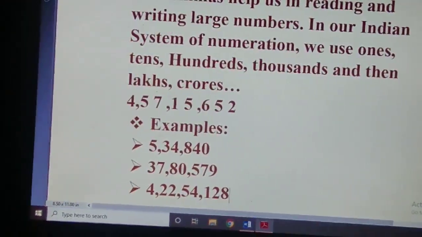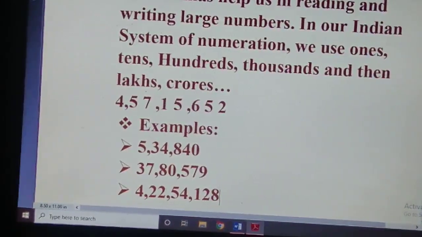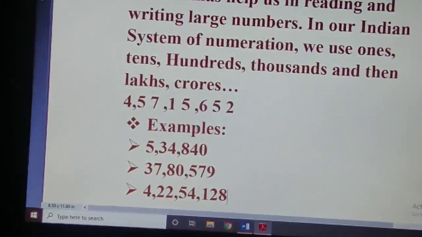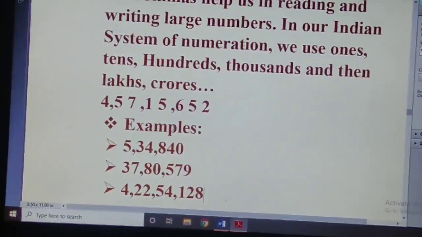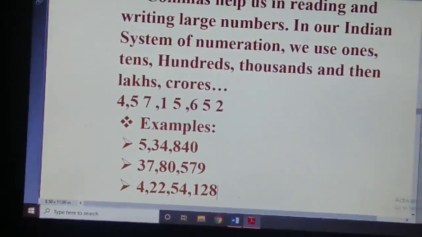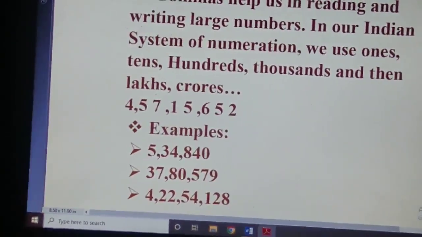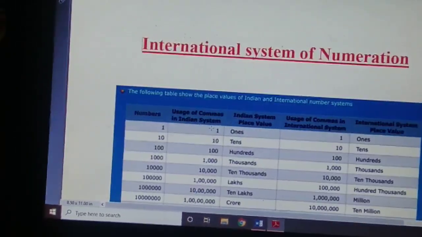Now here are some examples. You have to read that example. How to read it? First is 5,34,840. Now let's see the next one, you have to learn it.